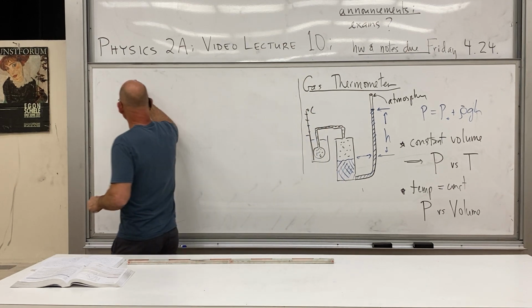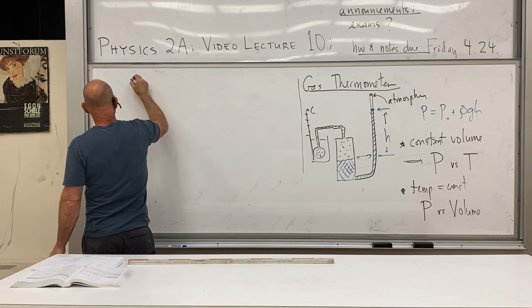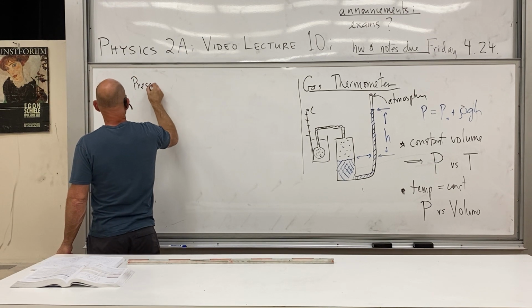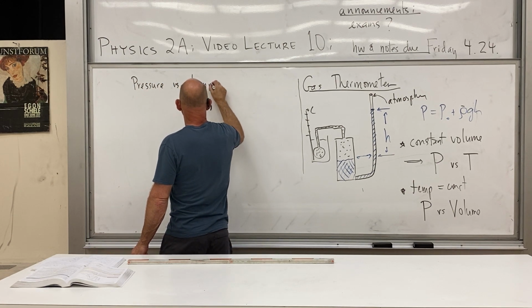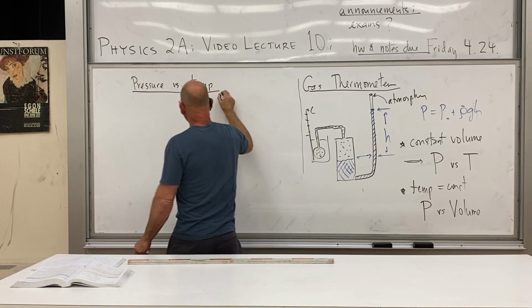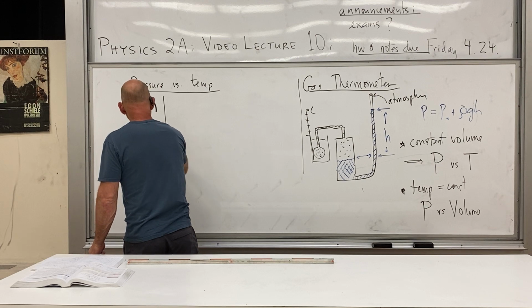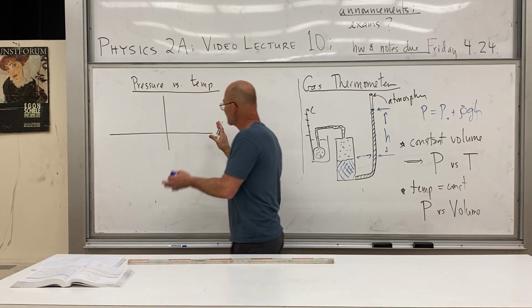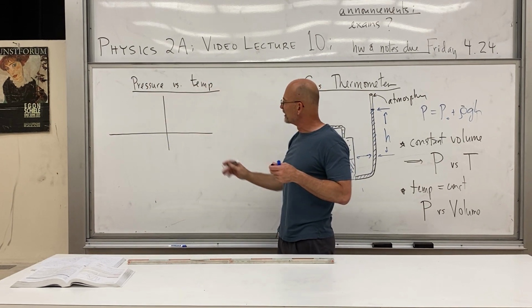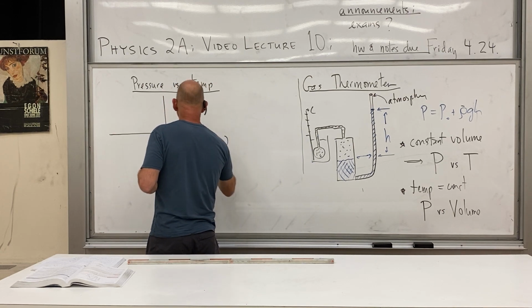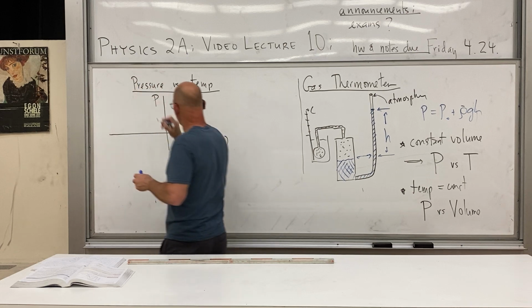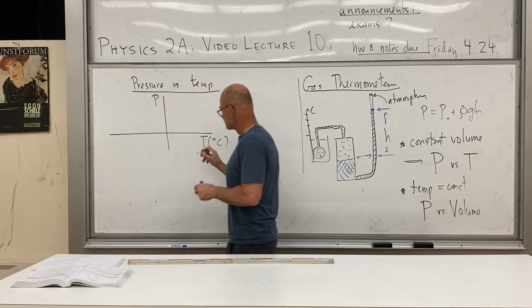And I'm going to do pressure versus temperature for different gases. So when you draw this graph, you actually have to leave a lot of room on the left side of the graph. Okay, so temperature in degrees Celsius, pressure, I won't worry about the units.